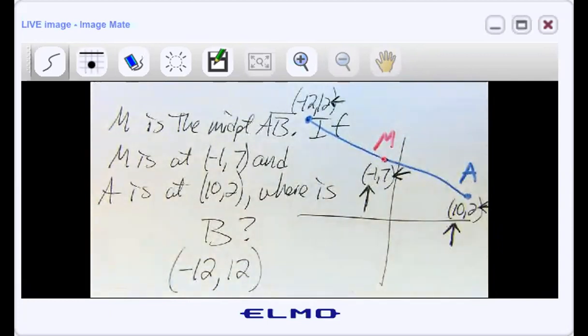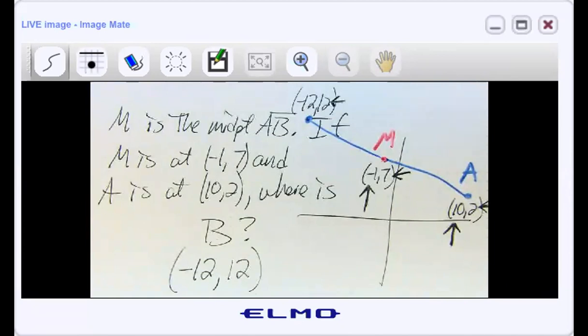So you can't mess this up though. You have to always start at the end point and go to the midpoint. Those are your sets of directions. How am I getting from A to M? And then I repeat it from M to get to B.